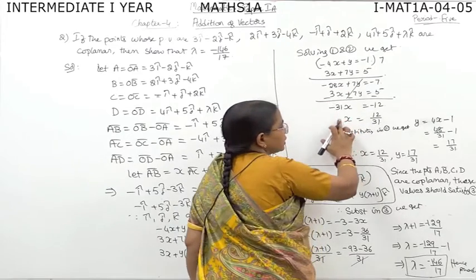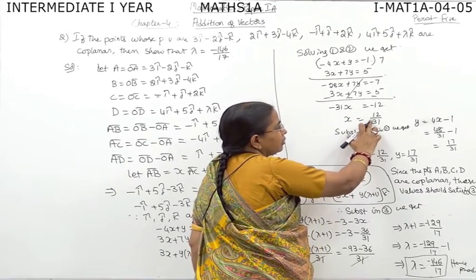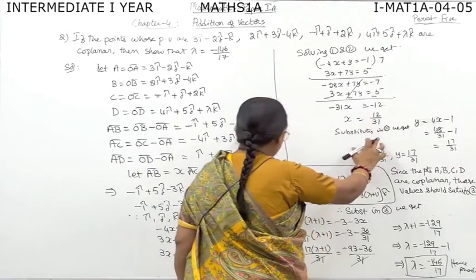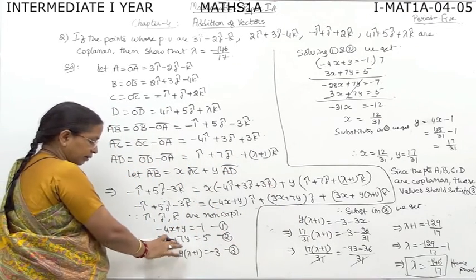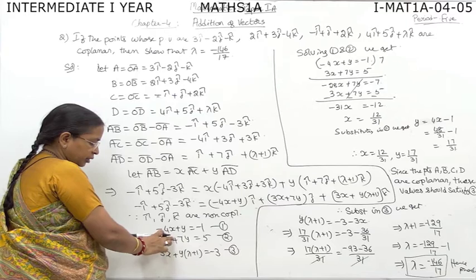We are solving this. The x value we got is 12 by 31. So we'll substitute this x value in the first equation. We should solve only 1 and 2. We should not touch the third one. So we'll substitute in the first equation.